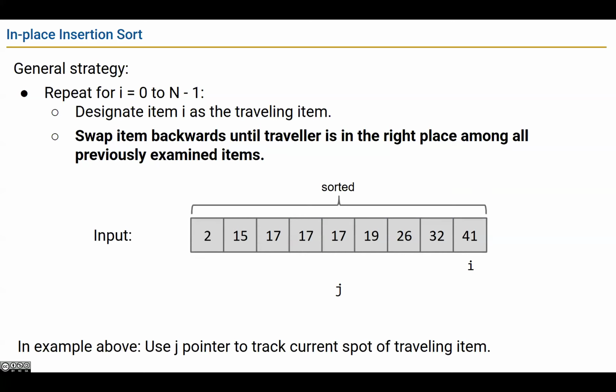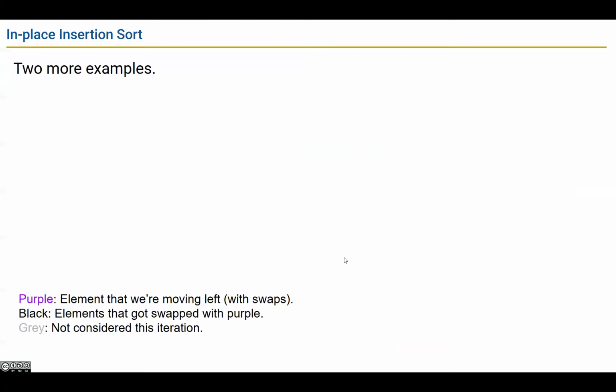So what do you think the runtime is for this? N squared? Why? It would be totally descending order, so you'd have to swap every element. Yeah. In the worst case, you're swapping every other element back if you have a descending order.